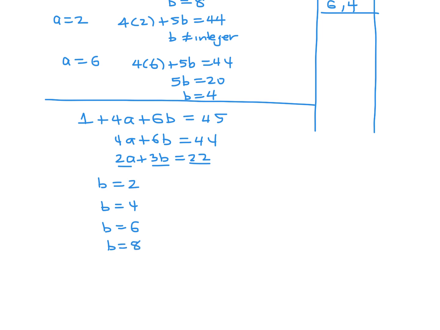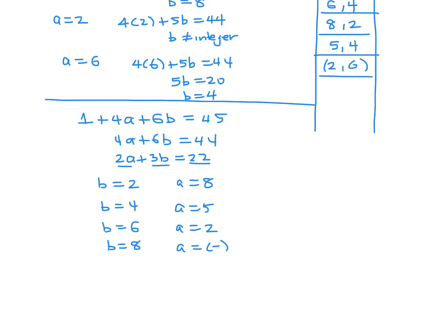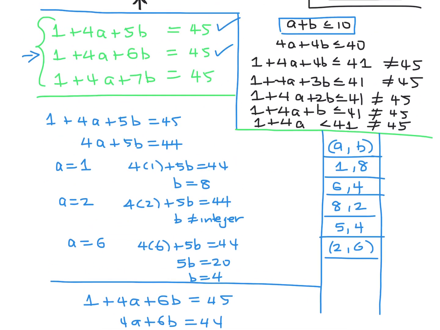And just sub in b equals 2 and solve for a. And when you do, you get a equals 8. For b equals 4, you get a equals 5. For b equals 6, you get a equals 2. And when b equals 8, a will be a negative number, so that's not a solution. So we get 8 and 2, 5 and 4, 2 and 6. All right, so that takes care of this guy. And now we move on to the final one, 1 plus 4a plus 7b.